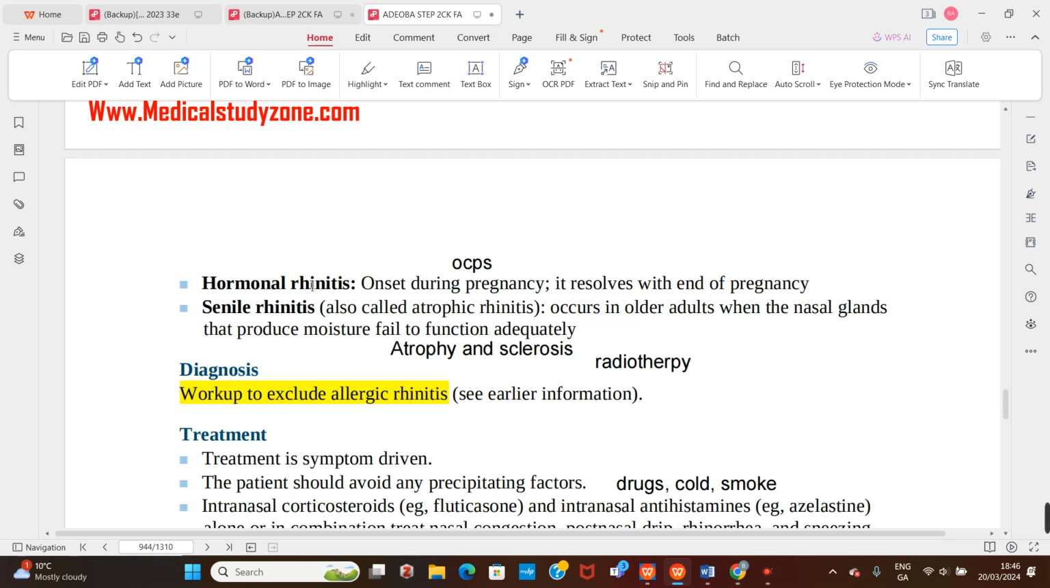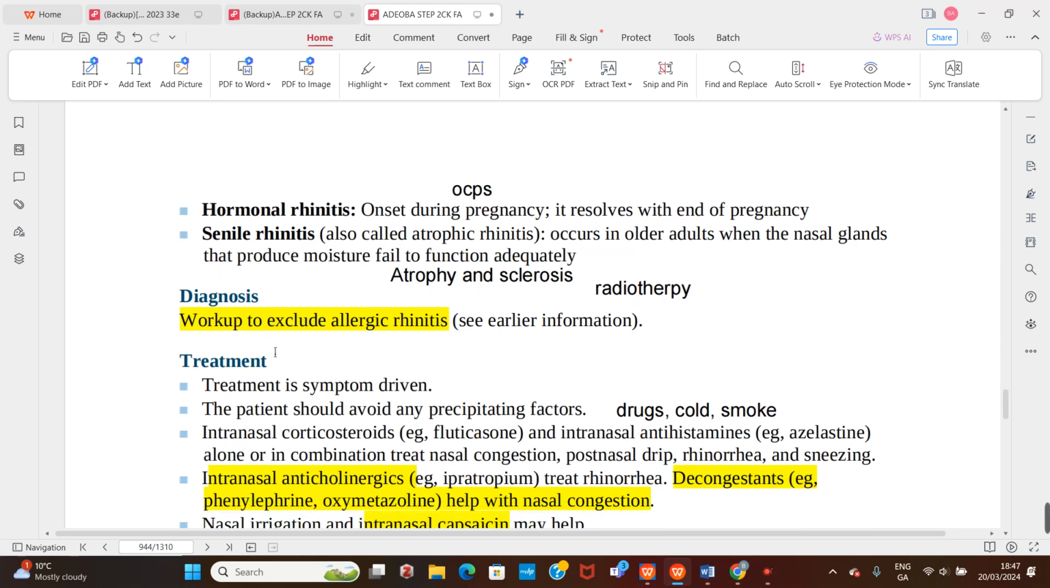So don't forget the irritants: chemicals, smoking, car exhaust. Remember the vasomotor is for people that get exposed to temperature, like cold air, dry air. Gustatory is people that take spicy food, alcohol. Then the hormonal and senile. So the workup is just to exclude allergic. You have to exclude allergic first, then you now start taking your history to the occupation. If the person smokes, the person takes alcohol, the person uses OCP, to now narrow down whatever you are dealing with.